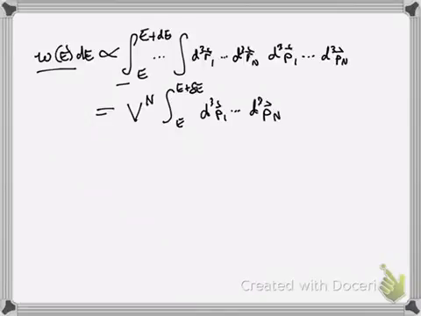So if we do the spatial integrals first, since these are non-interacting particles, we can just do that. Each one of the spatial sets of variables for a particle gives us a factor of the volume, so we end up with V to the n out front. And then we are left with this idea that we're going to somehow integrate over momentum space with the constraint that the total energy is going to be between E and E plus dE.